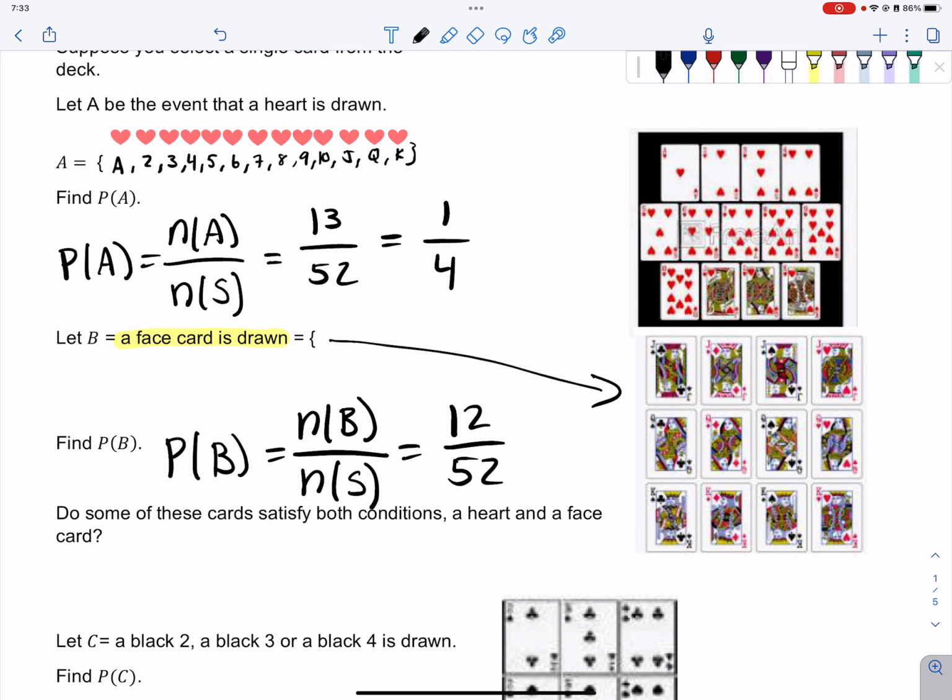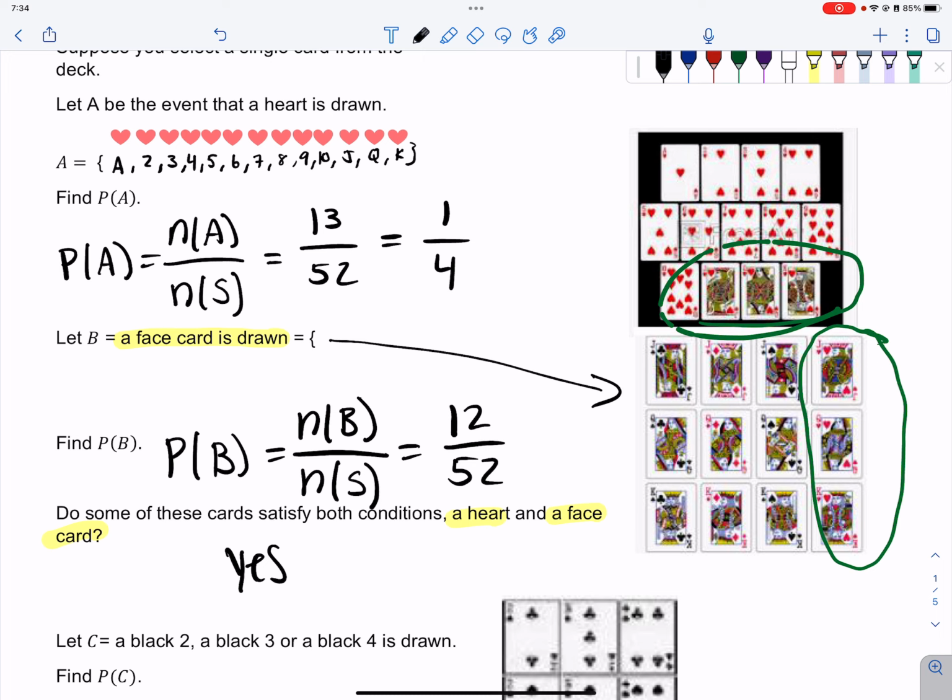But the question that I want to ask here is, do some of these cards satisfy both conditions of being a heart and a face card? And yeah, if I take a look at my 2 pictures over here on the right side, if I look at my picture of all the hearts, the top picture, I can see that there's 3 face cards in there. And if I also take a look at the picture of the face cards, we can see that there are 3 hearts in that picture. So yes, there are some cards that satisfy both.